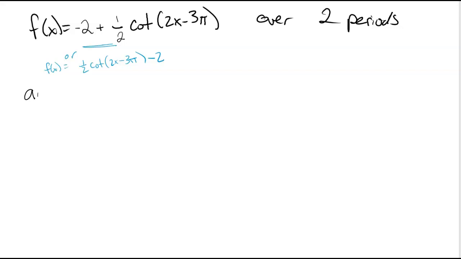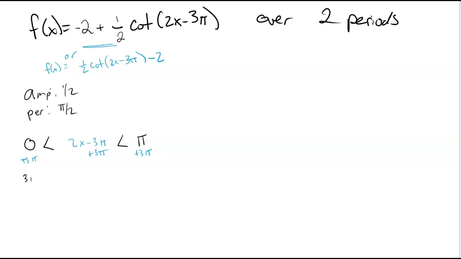All right, so our amp is 1/2. Our period is divided by 2, so this will be pi over 2. I'm going to set up my intervals. So 2x minus 3 pi, and then 2 pi. Again, I could divide by 2 first, but don't forget to divide everything. I think it's easier to add or subtract first.